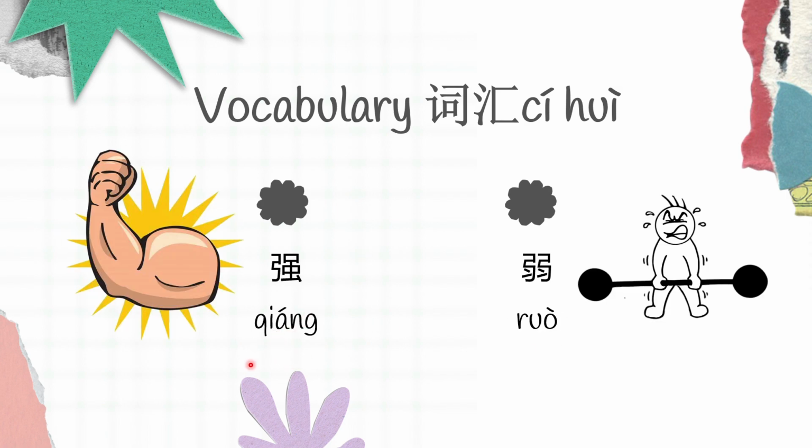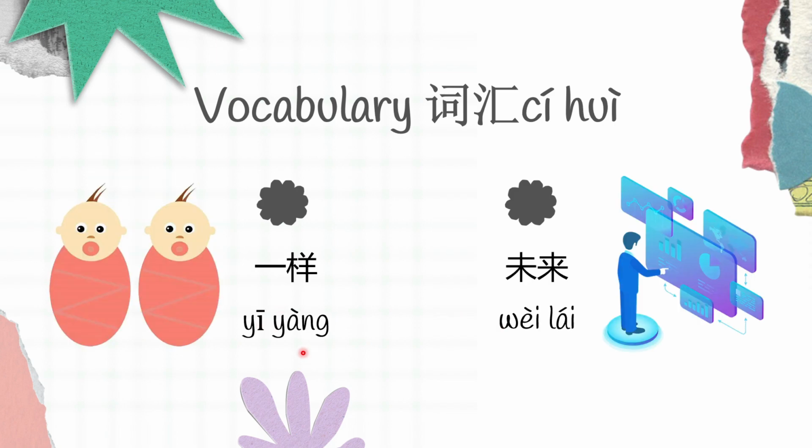Another vocabs here. 强, 强, 强, 弱, 弱, 弱. 强 is strong, 弱 is weak. So 强 is strong, 弱 is weak. Once again, 强 is strong, 弱 is weak. Let's read together. 强, 弱.